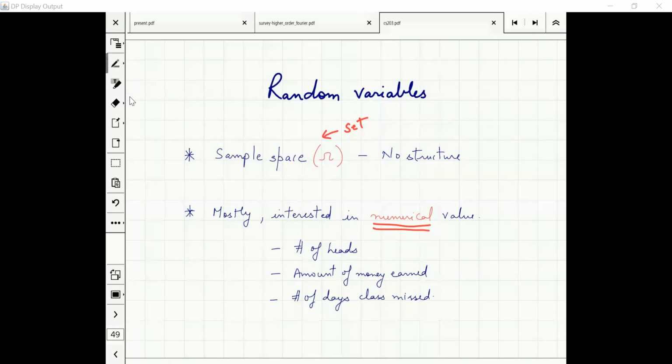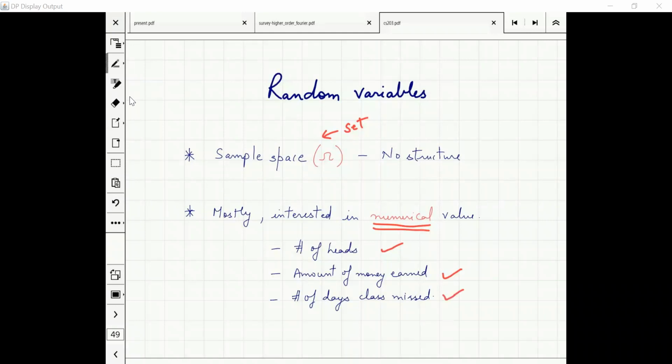If we go to a casino and place our bets randomly, we might be interested in the amount of money earned through these bets. The outcome could be win or loss, but there is a number attached to these outcomes, and that's what we are interested in. If we want to figure out how many people attend my class regularly, there is some probability that some people attend, but then an interesting number could be the number of days a particular student misses the class.